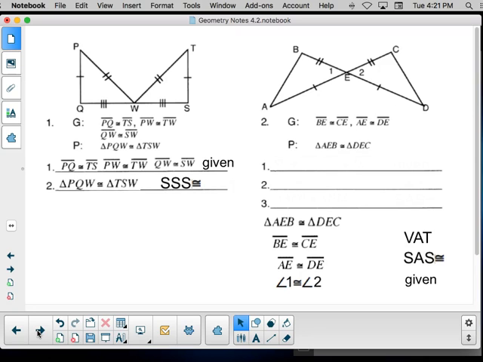Now, this next one, I'm looking at the bow tie configuration. I got a bow tie. What do I know about angle 1 and 2 if it's a bow tie? Vertical something or other. Okay, you try this one. Remember, given, vertical, and then a triangle congruence, and it's not side, side, side. Which one would it be? Turn me off, try it.